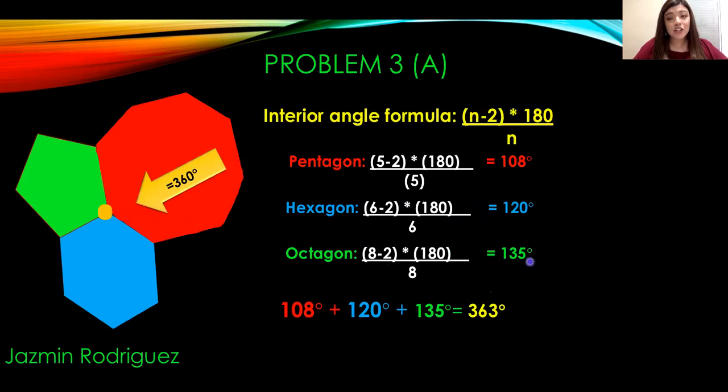All right, so our total looks like it's 363 degrees, and we needed 360 degrees in order for this to be a vertex figure. So unfortunately, Miss Myra, you are not correct. These 3 shapes put together do not form a vertex figure.